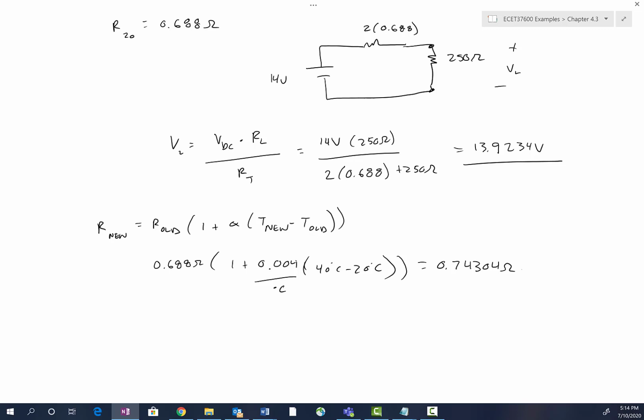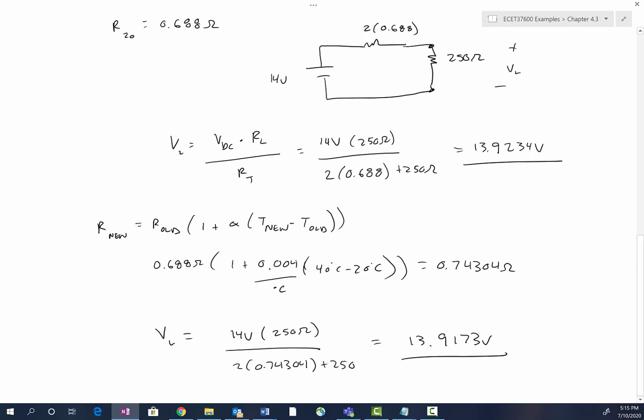So now all we have to do is repeat that voltage divider formula. The load resistance stays the same. It's not temperature dependent. What changed was the resistance of the line, the interconnect, that line there. And so we just need to redo that voltage divider with those new values. So it's 14 volts, 250 ohms, and then we just change the denominator. It's going to be 2 times 0.74304 plus 250. Again, that's just that voltage divider formula. So this time you're going to get a 13.9173.